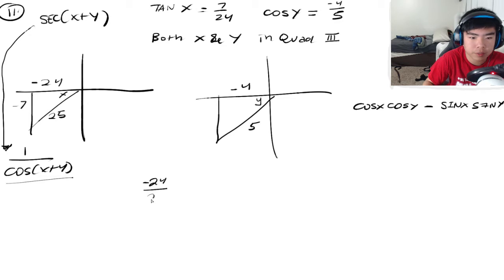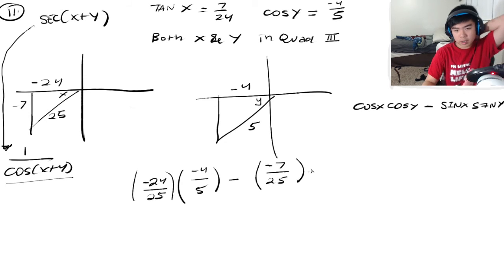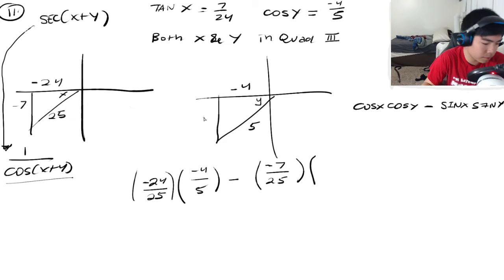Or I think this is where the negative comes in. -24/25 times, hold on, let me make sure. Yeah, that's where the negative comes in. So times -4/5, subtracted by, because -4/5 is the cosine, subtracted by sine of x, so sine of x is opposite over hypotenuse. Okay, so that'll be negative also. And then this adjacent one, which is 3, because 3, 4, 5 triangle, -3/5.